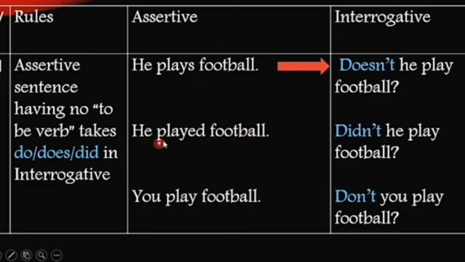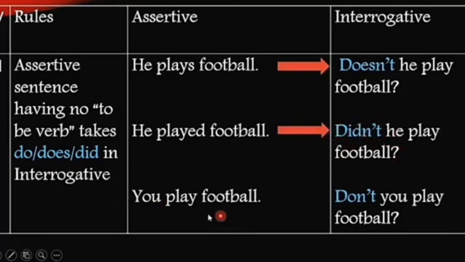He played football. Here the subject is the same, third person singular, but the tense is different. It is in past indefinite tense. So when the tense is past, we have to take the help of the verb did. We should use it at the beginning of the sentence. Didn't he play football? We have used did and added not with it.